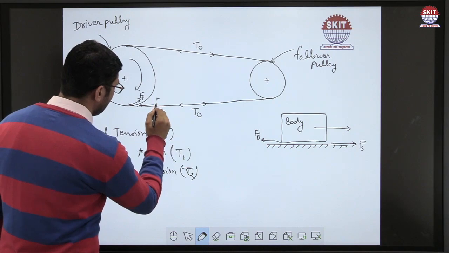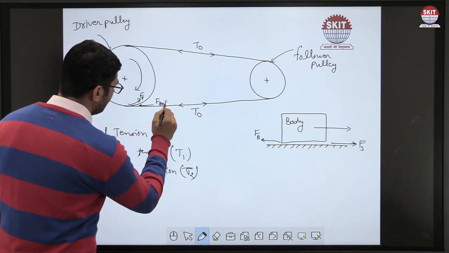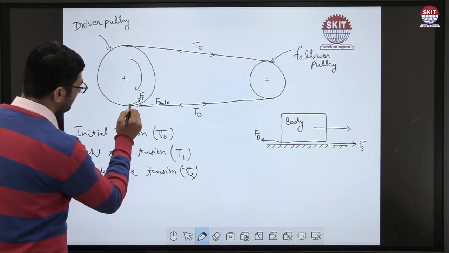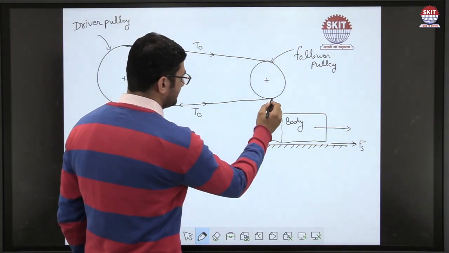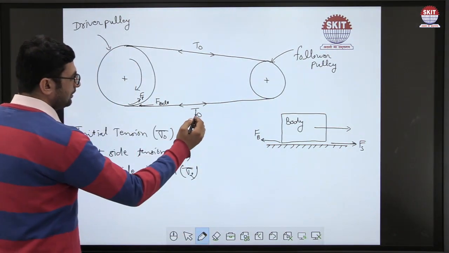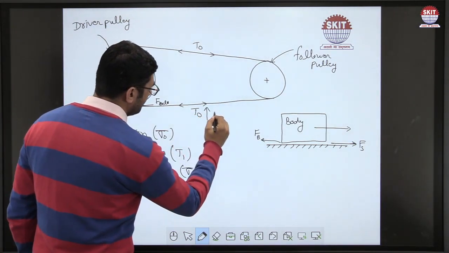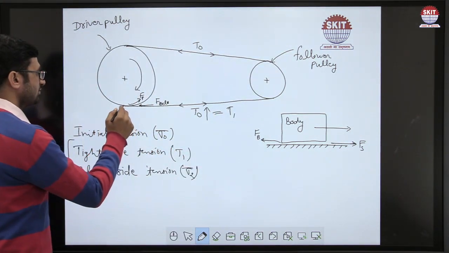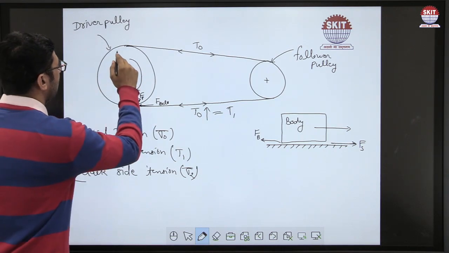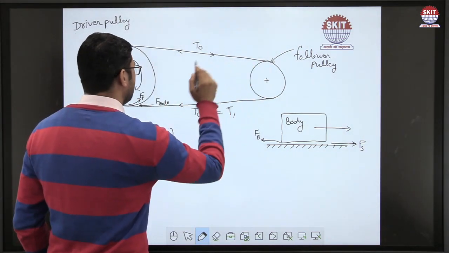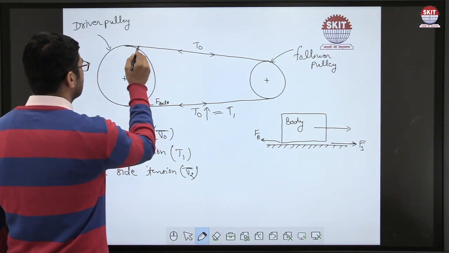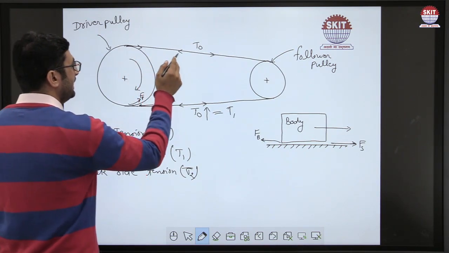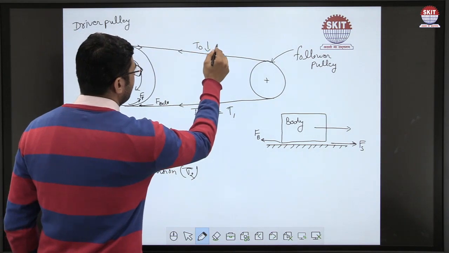and Fb is the friction force on the belt. When this force is applied in this direction and this portion is at rest, then the initial tension T naught is increased and becomes T1. When this belt moves on this side, this pulley is also at rest and the belt moves in this direction, and when it moves in this direction, then the tension on this side is decreased and becomes T2.